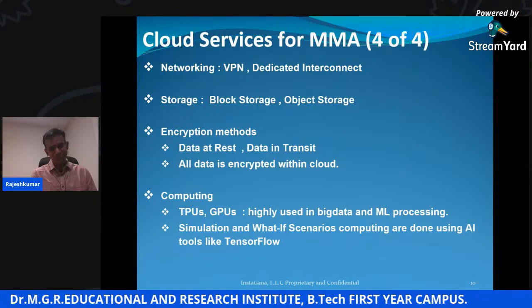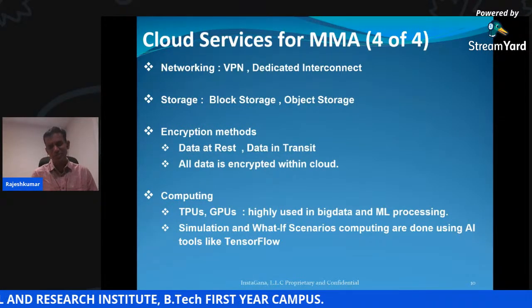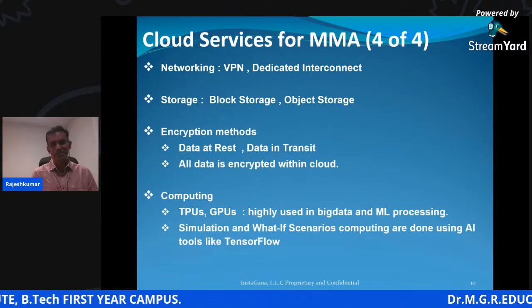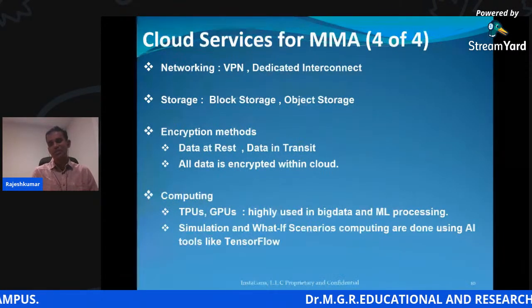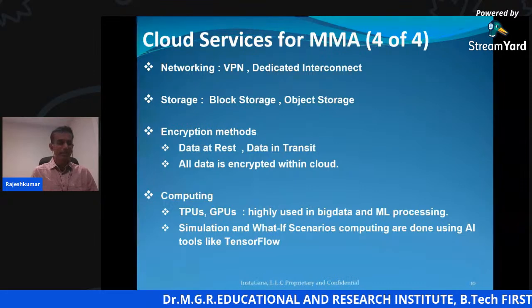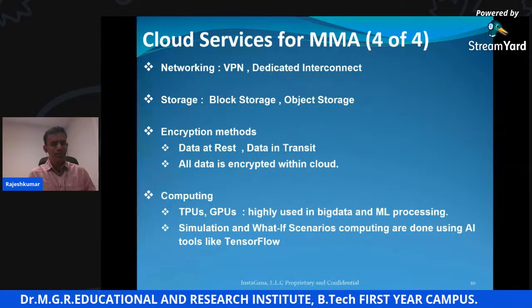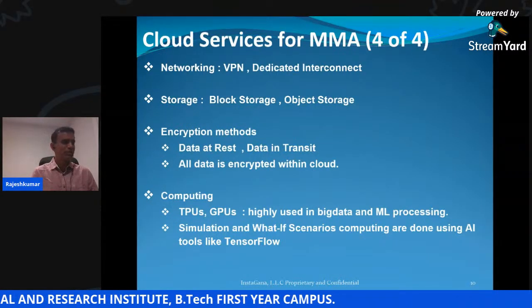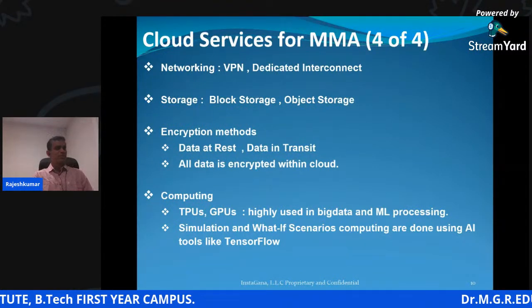And computing. The processors have been evolving on a daily basis as artificial intelligence and machine learning have been growing on a daily basis. So TPUs are tensor processing units, and GPUs are graphical processing units.